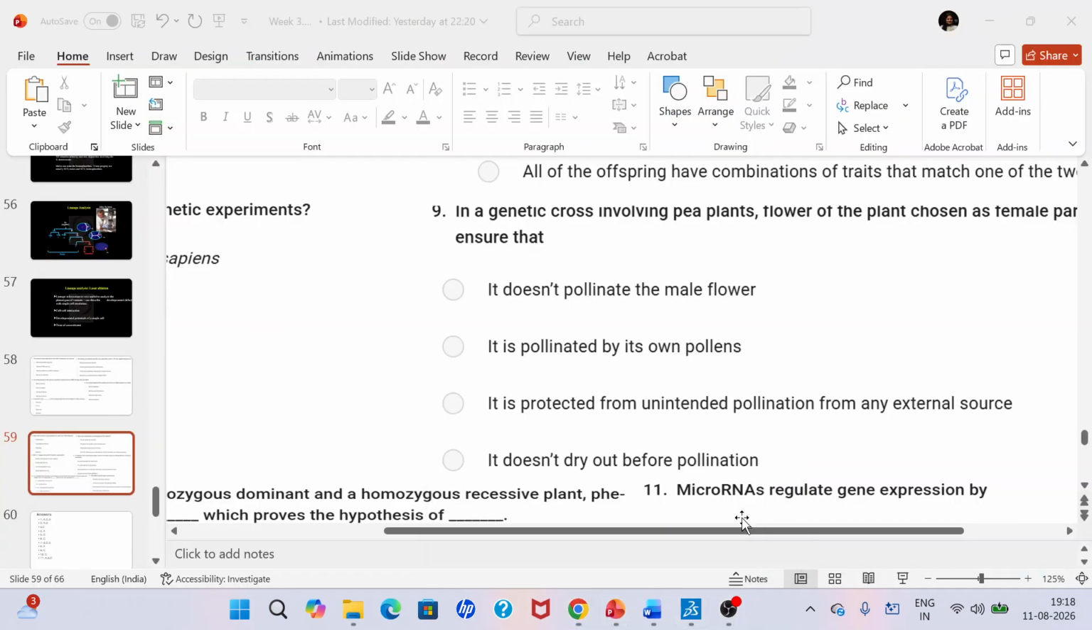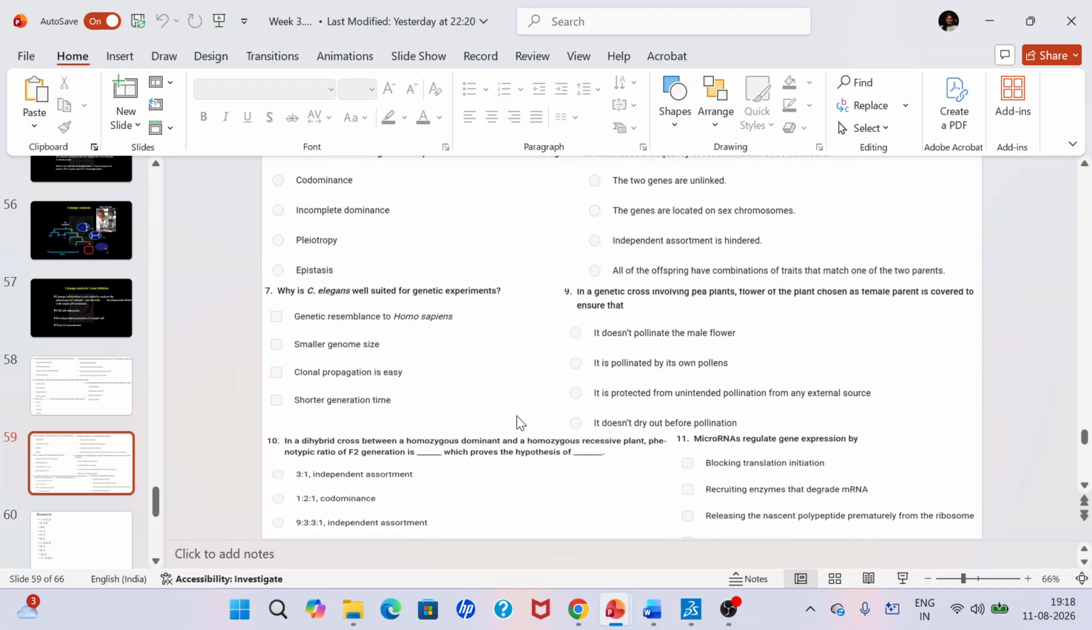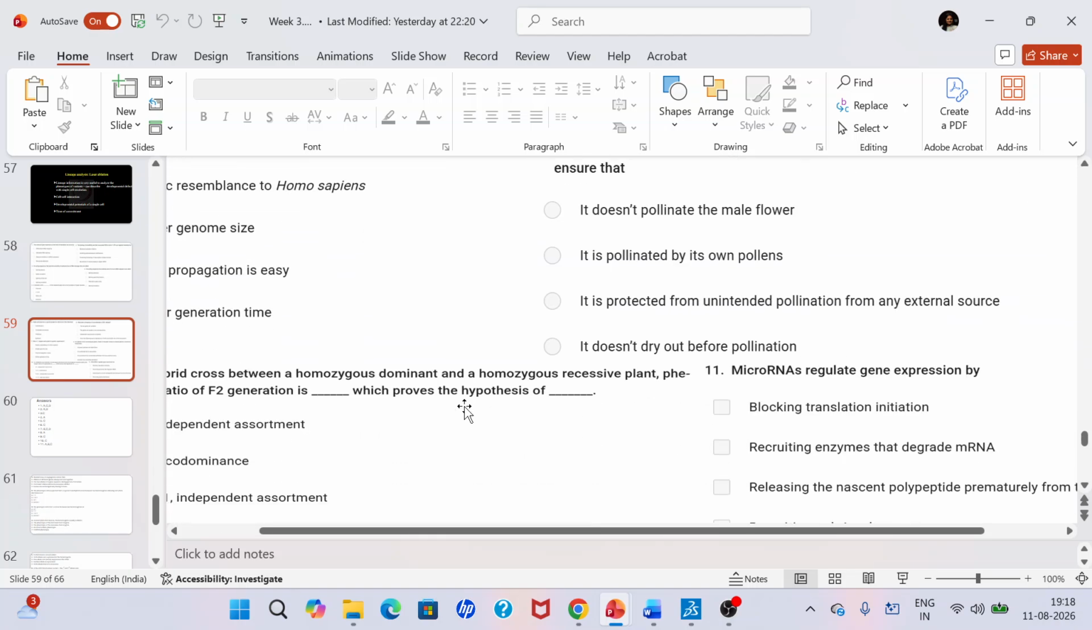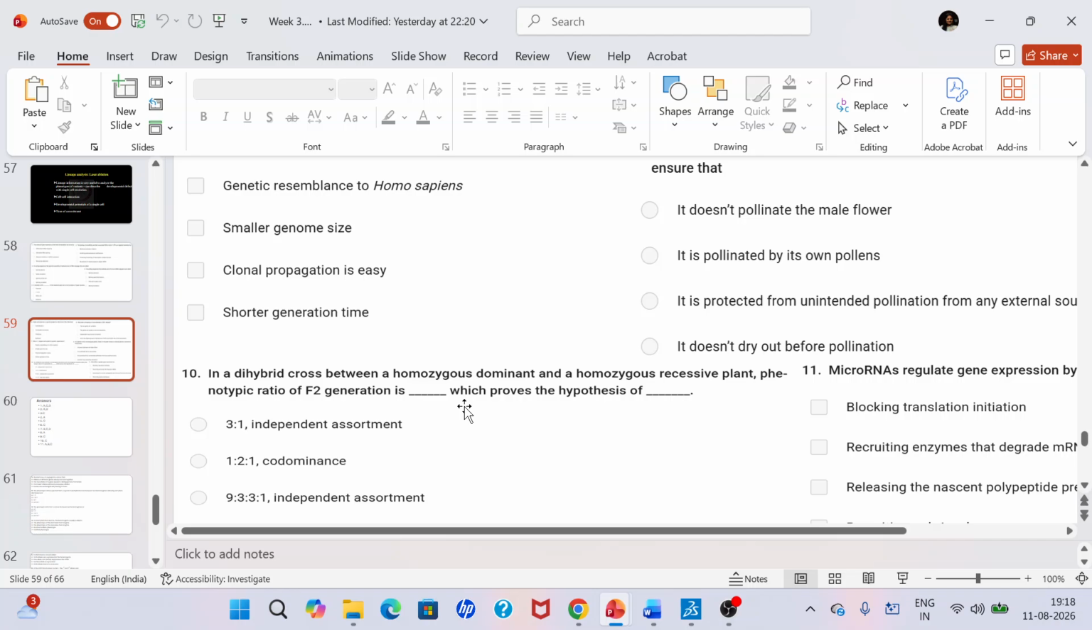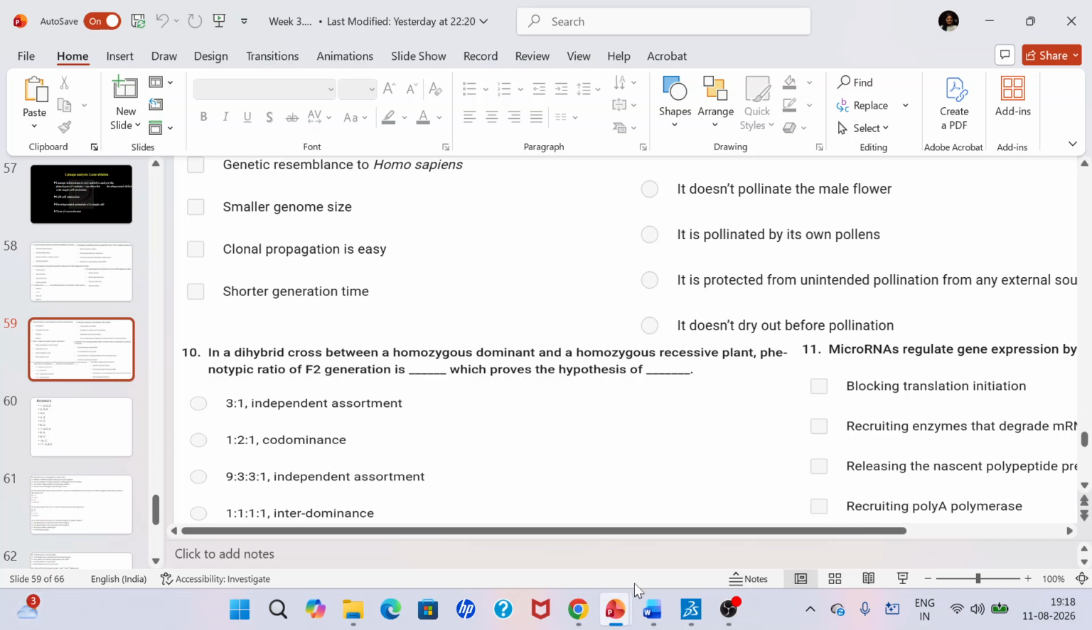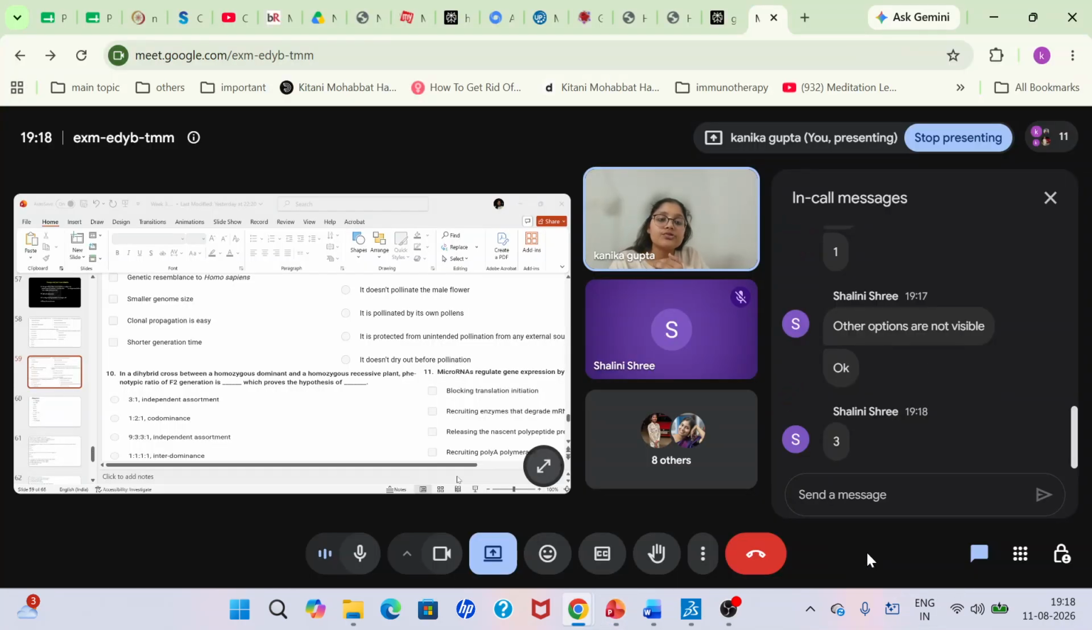Okay. Next question is, in a dihybrid cross between a homozygous dominant and a homozygous recessive plant, the phenotypic ratio of the F2 generation is dash, which proves the hypothesis of what? Mind here, it is not about the F1 generation, they are asking about F2. The answer is 9:3:3:1, and it proves the hypothesis of independent assortment.